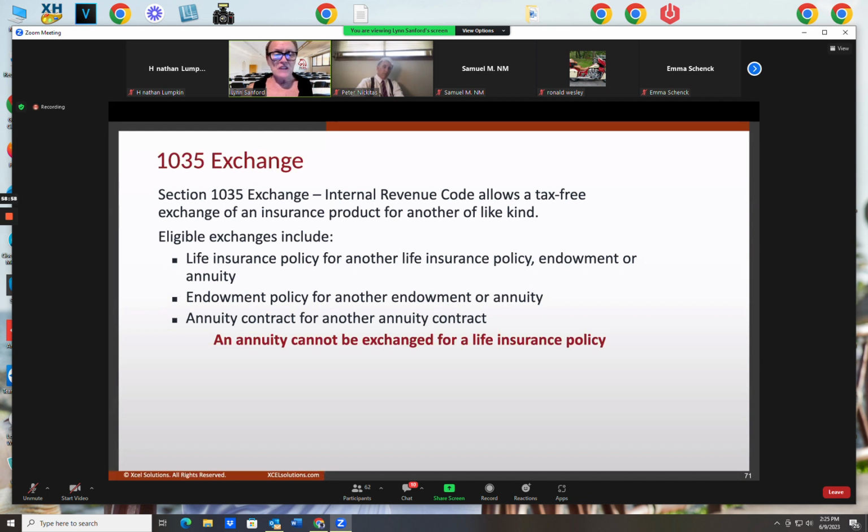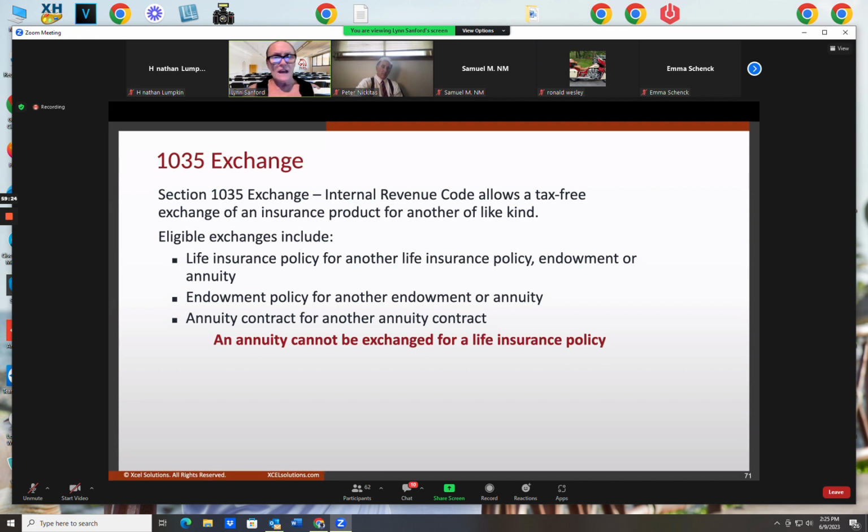Eligible exchanges include taking money from one cash value life insurance contract and transferring it into the cash value of another life insurance policy, endowment, or annuity contract. Taking money out of an endowment policy, one that has already matured, and moving it into a different endowment policy or a different annuity. And taking money out of one annuity contract and placing it in a different annuity contract.